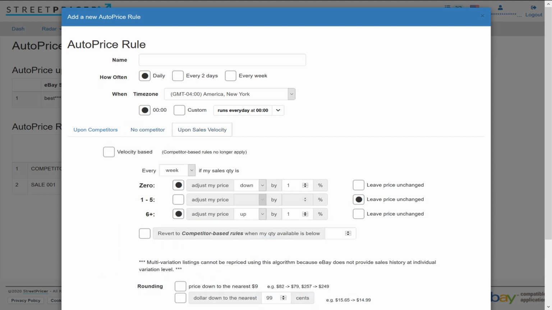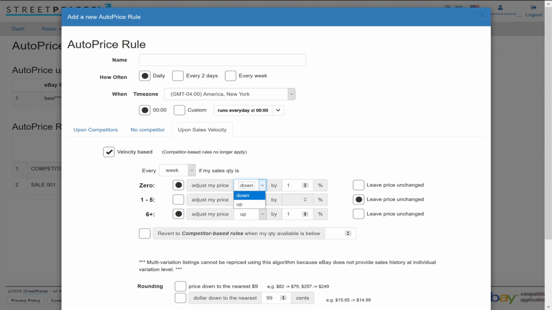The last tab is for velocity repricing. If you don't have competitors or don't want to worry about competitors, you can come straight to here and ignore the previous two tabs. In fact, once you've checked this box, StreetPricer will ignore the settings of the two previous tabs. Here, you determine the interval that StreetPricer looks at your sales velocity, whether it's every week, every 3 days, or every day. Then, depending on the quantity you sell in that period, if your item is not selling, you may want to adjust your pricing down by a certain percentage in order to gain traction and to improve your best match ranking.